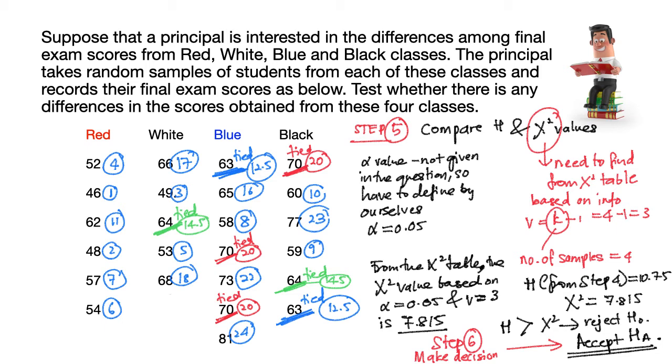So step 6 is to make a decision. Based on the decision rule, we reject the null hypothesis if the H value is greater than the chi-square, which is the case for this problem. So in this problem, we have to accept the alternative hypothesis since the H value is greater than the chi-square value.